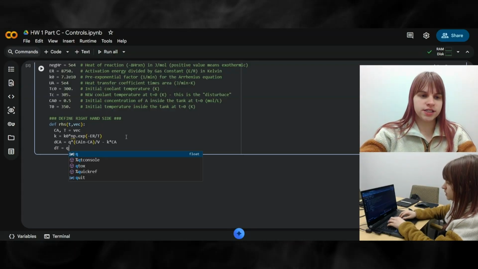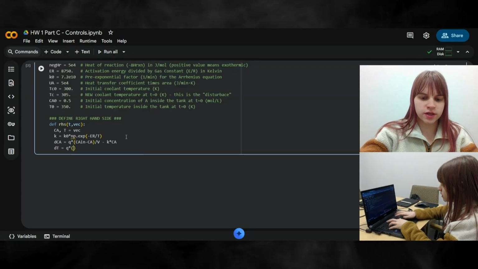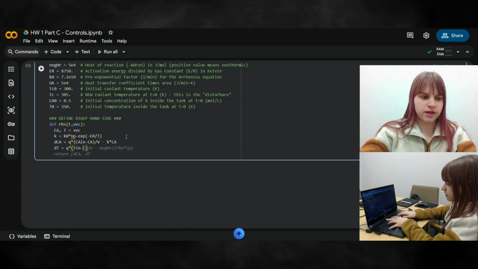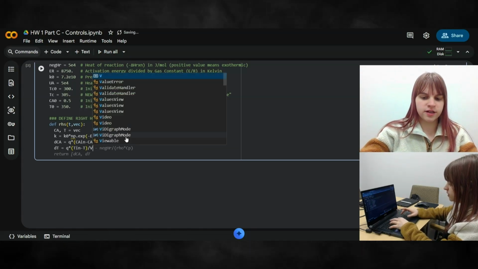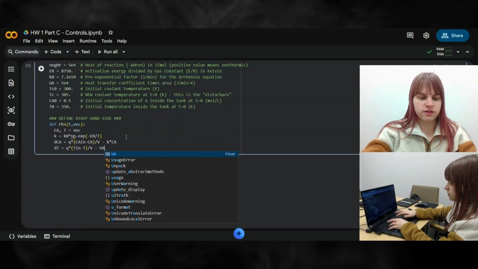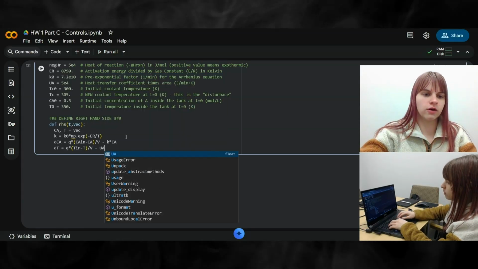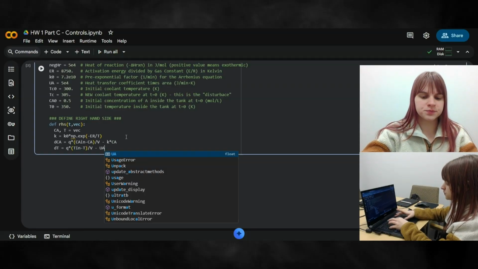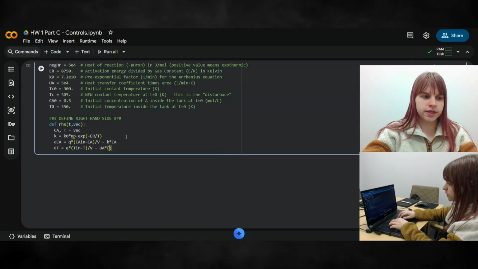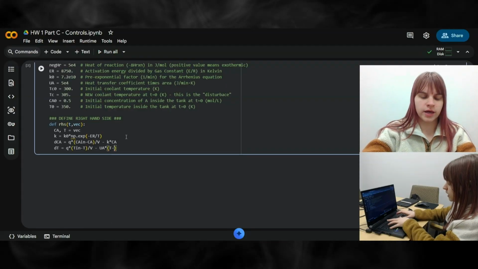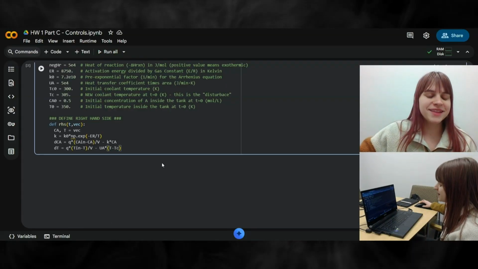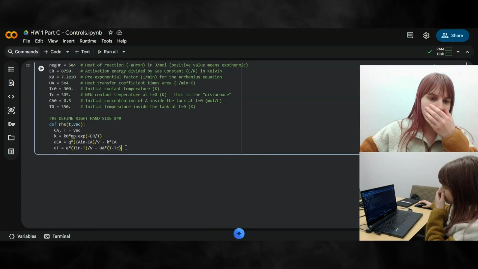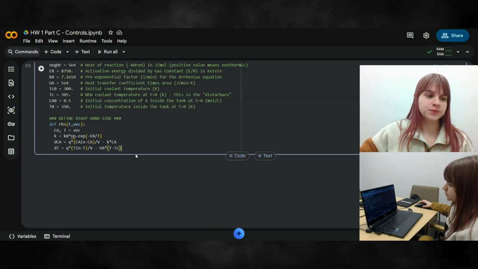Secondly, we would like to put in our energy balance equation. So we have dT is equal to Q times the temperature in minus the temperature at any given moment divided by the volume, minus UA. The U is our overall heat transfer coefficient. Then we have multiplied by the area times T minus TC, TC being the temperature in the jacket surrounding the tank itself.